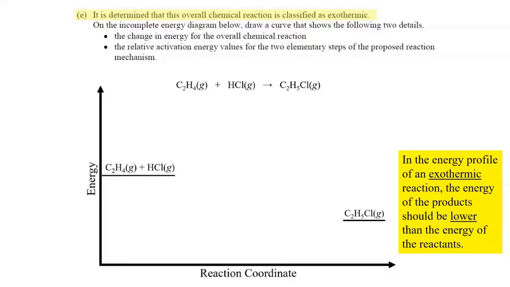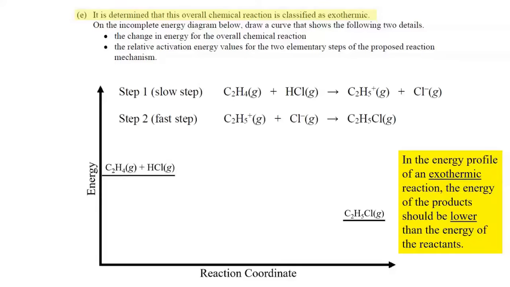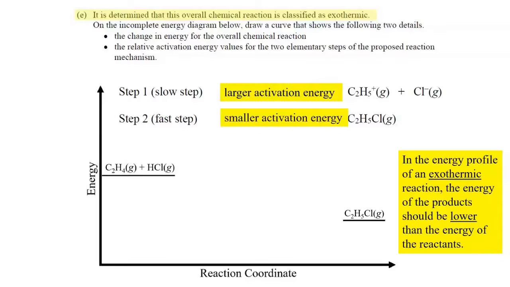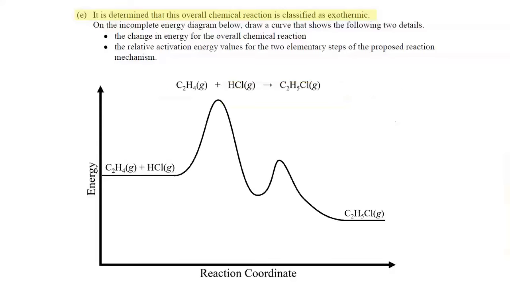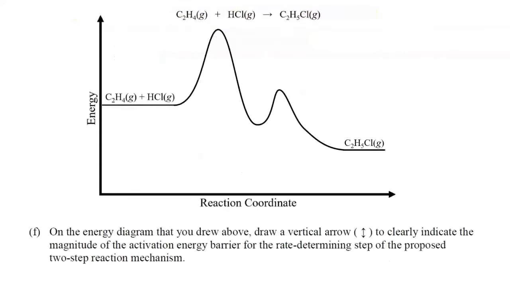And then also we have a two-step mechanism. And in the two-step mechanism, step 1 is slow, so it should have the larger activation energy. Step 2 is fast, so it should have the smaller activation energy. So if you're going to think of it as a hill, you should have a taller hill to climb for step 1 and a smaller hill to climb for step 2.